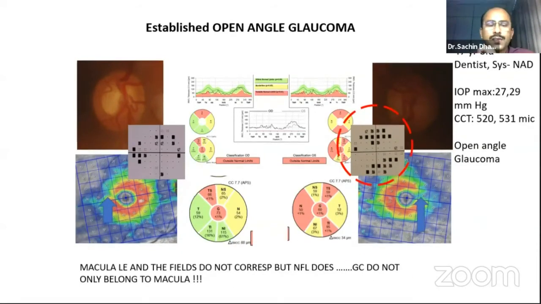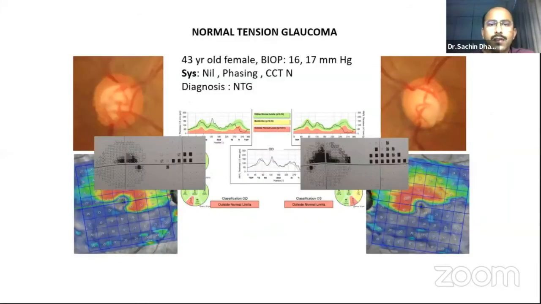Now, normal tension glaucoma: you know that these maps have scotomas near fixation. Beautifully demonstrated here, you can see localized thinning of the RNFL in both eyes inferiorly, corresponding to the notching of the RNFL in the TSNIT curve, corresponding to the scotomas near the center. And you can see that almost half of the ganglion cell layer is wiped out.